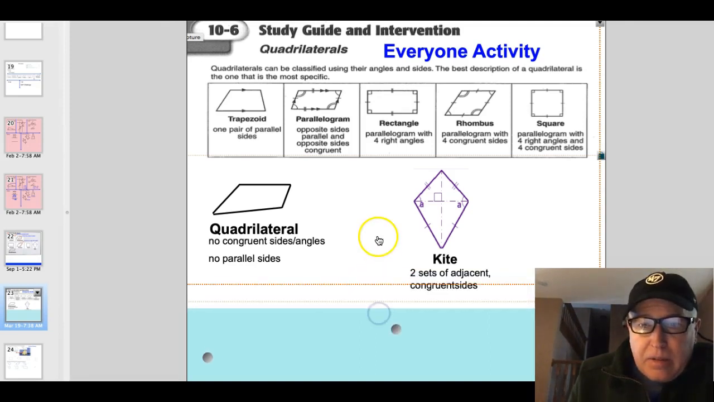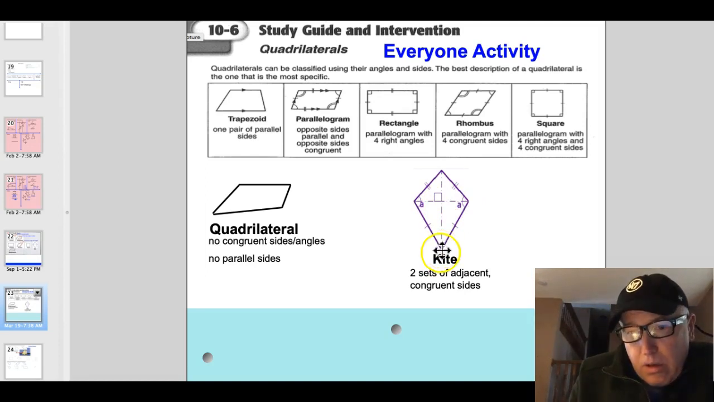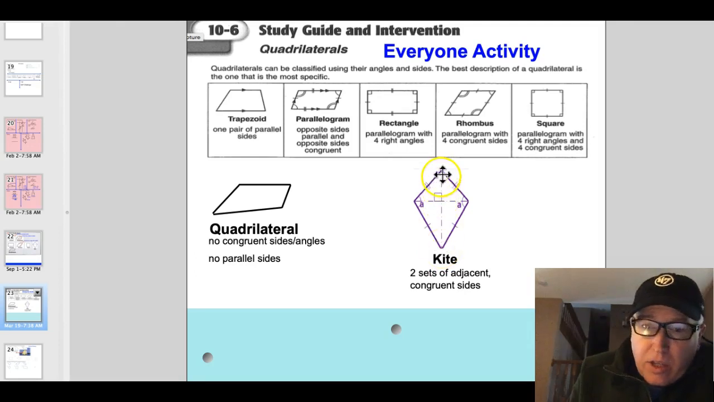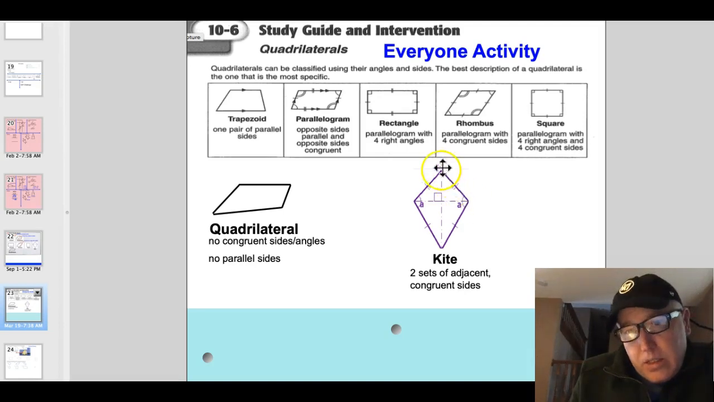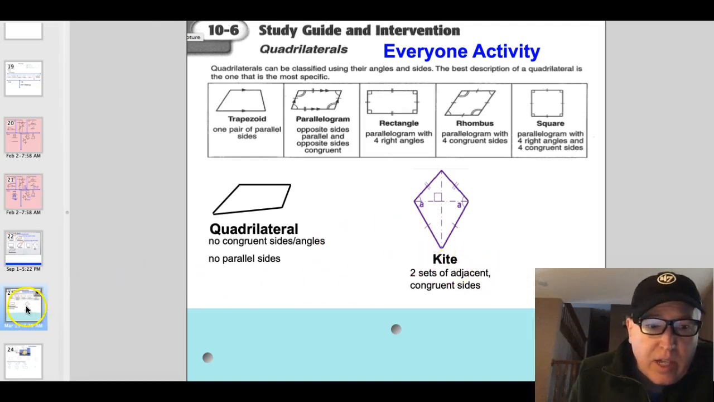A kite is a quadrilateral that has 2 sets of adjacent congruent sides. Get that space in there. So these sides here are congruent. They're the same size, and they're adjacent. They're joined together at one of the vertices. And same here. These 2 sides are congruent, the same, and they're joined at this vertex here. The other cool thing about kites is when you bisect the sides or the vertices, it forms a right angle. So kite, 2 sets of adjacent sides. You got that down? All right.